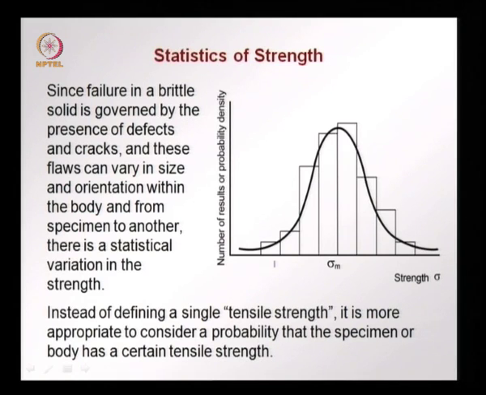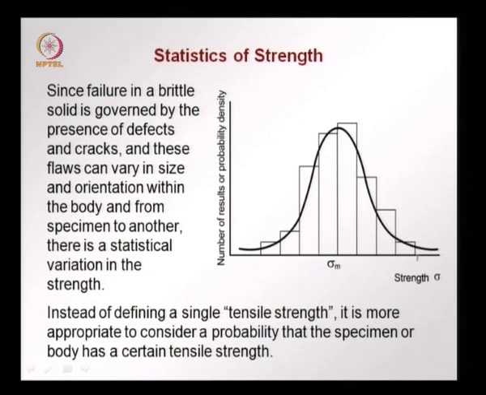So, to do it correctly we have to look at the statistics of strength. These flaws can vary in size and orientation within the specimen itself, and from one specimen to the other there is a statistical variation in the strength, given like this. This could be tests conducted over several identical specimens, and you will see that there is a variation of the strength. Not all specimens will fail at a certain value. Depending on the flaws, if there is a large flaw by chance, you will have less strength. If you have a specimen with very few flaws, then the strength will be higher.